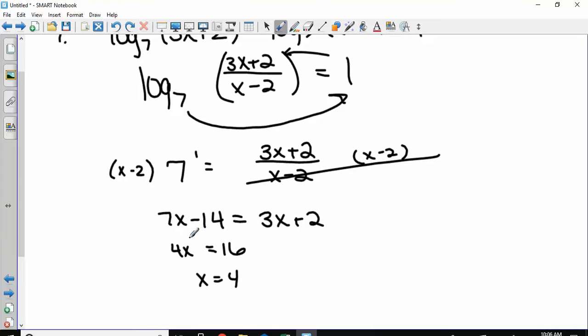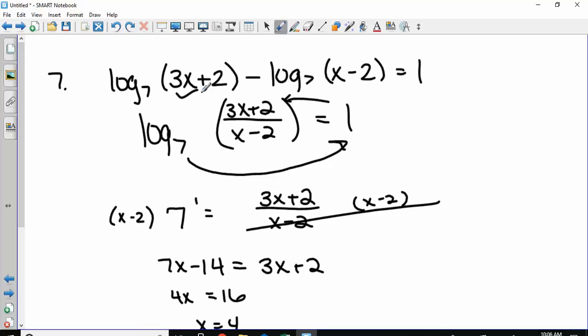Again, on these logs, you should always be checking that when you plug this in, the argument is positive. 3 times 4 plus 2 is positive. 4 minus 2 is positive. If either of those was a negative, what would we have to say? No solution. If the argument, whatever you're doing the log of, has to be a positive number.